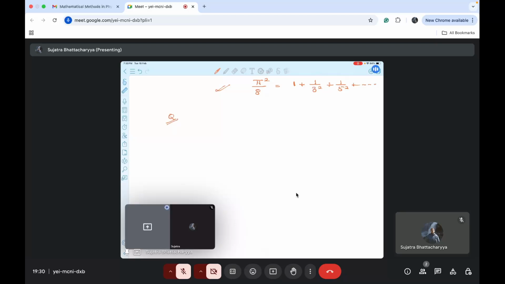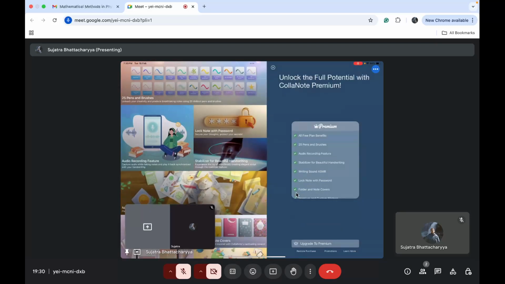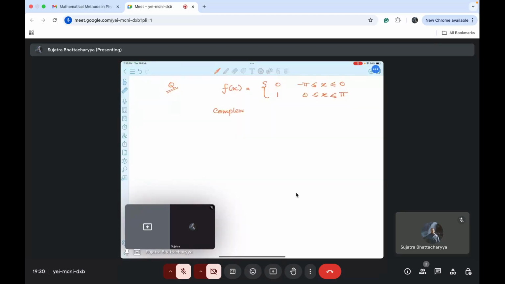This is about the complex Fourier series. Suppose you are given a function f(x) which is equal to 0 from minus pi to 0, and 1 from 0 to pi. You need to find the complex form, the complex Fourier series. You have to represent it in terms of complex Fourier series.